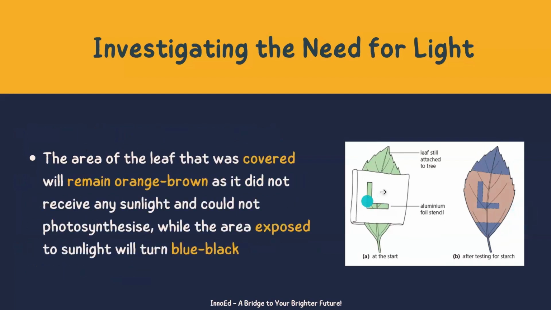The area that was covered will remain brownish because no photosynthesis happened in that area. The exposed part here will do photosynthesis, so there will be lots of starch. So it gives the blue-black color.